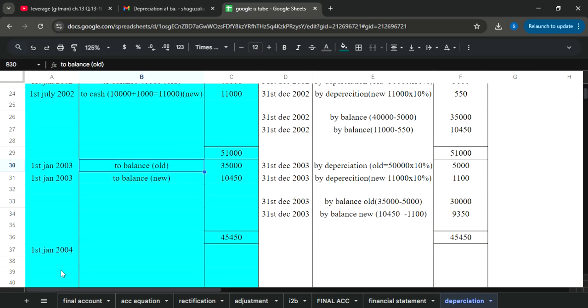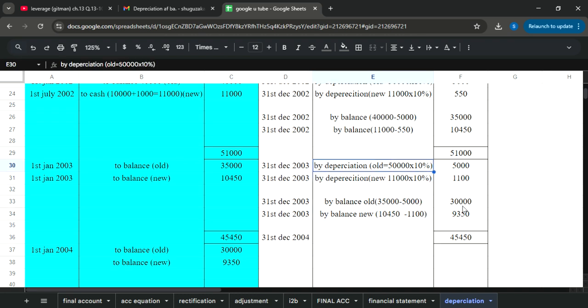Again, you need to bring your balances down. There were two balances. Just post over here and note it down. How much is the amount of the two balances? First 30,000 and second is 9,350. Okay, and here comes the depreciation, 31st December 2004.